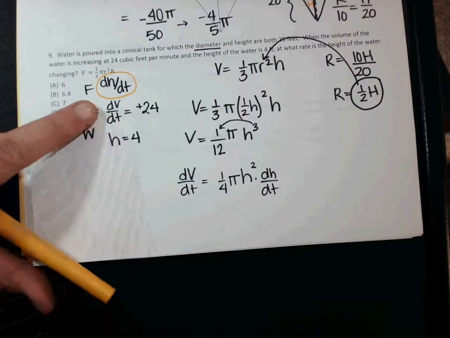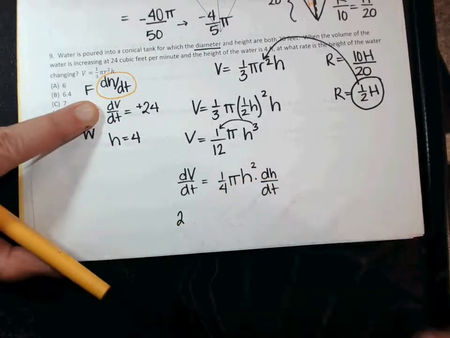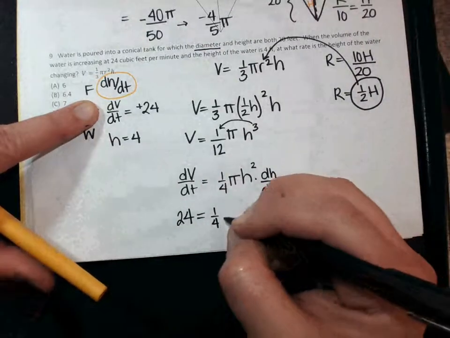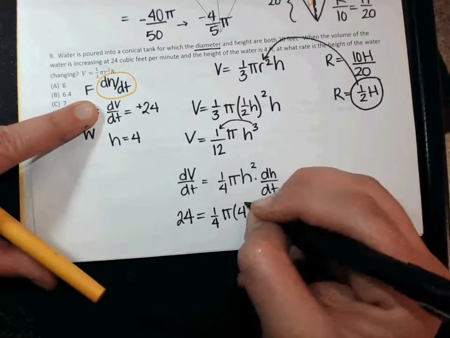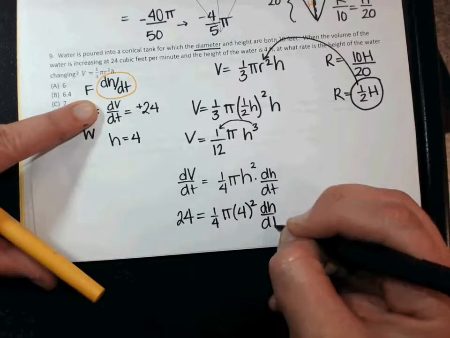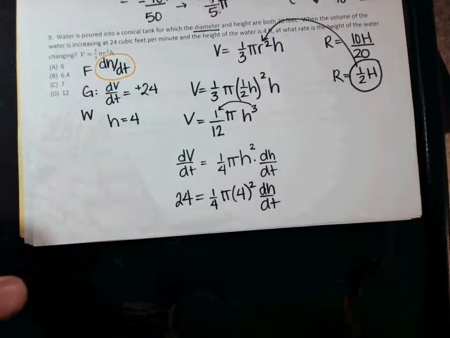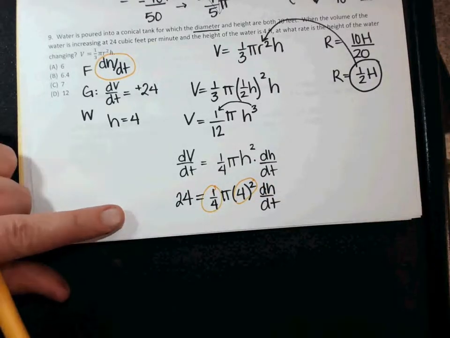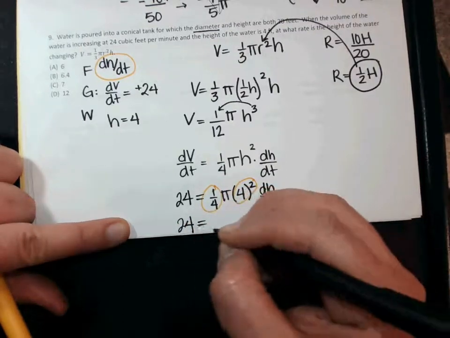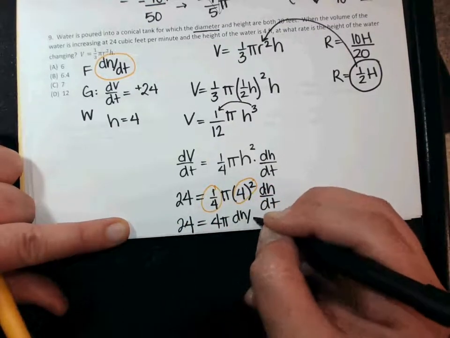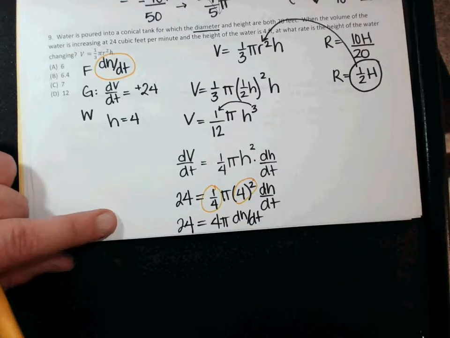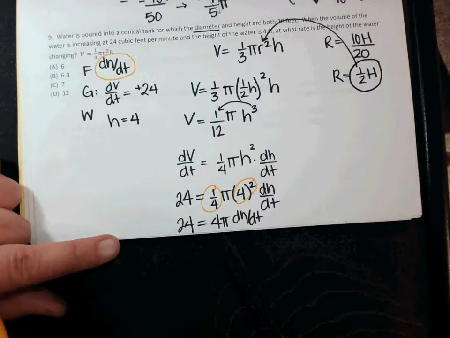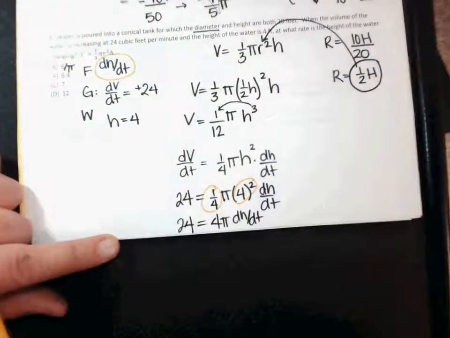And then from there, we know lots of stuff. What's our dV/dt? 24, 1/4, and it was a positive 24, right? Yeah. And then our h squared is a 4 squared dh/dt. What's 4 squared? 16 divided by 4. So I have 24 equals 4 pi dh/dt. Oh, I made this question. I forgot to put the pi in there. But what would we have to divide by now? 4 pi. So what's 24 divided by 4? 6 over pi. There you go.